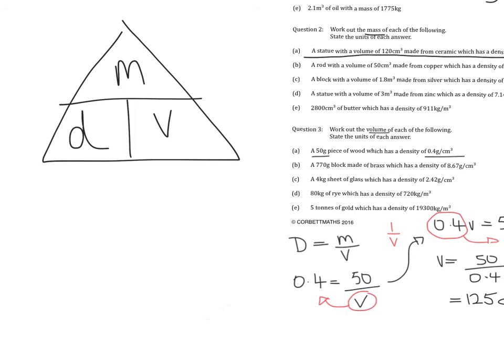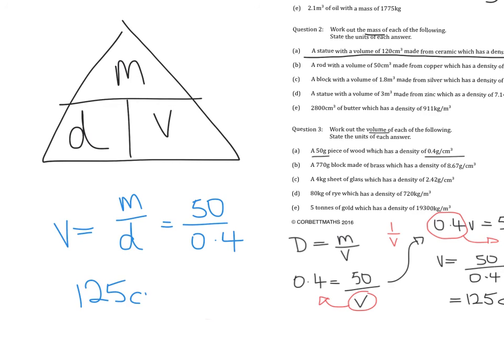So if you were trying to find the volume, let's cover the volume up. If the volume's covered, we can then say that volume is mass over density. So we could just use that triangle to say that volume is mass over density, which is 50 over 0.4, which is exactly what we got earlier on, and that gave us 125. So if you want to remember that triangle, that's also fine. Just remember the mass goes on top.